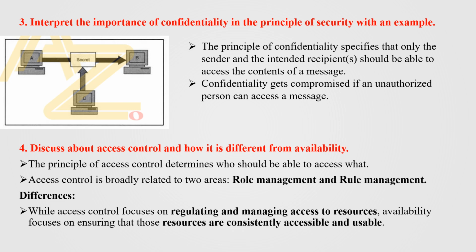Moving on to the fourth question, discuss access control and how it is different from availability. Access control tells you who should access, who is the authority, and who has the right to access a particular database. That is the access control, and it is further divided into role management and rule management. You have to write what role management is and what rule management is. The difference is that access control manages the resources that can be accessed by persons, but availability makes sure that each and every piece of data that has to be accessed is always available in the database. That is the difference.